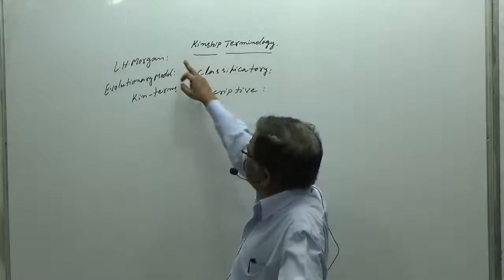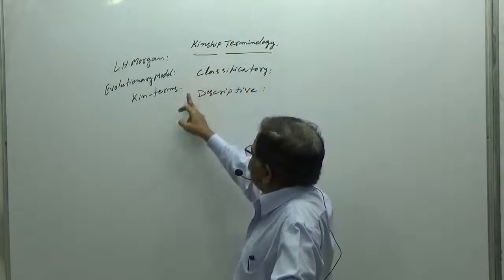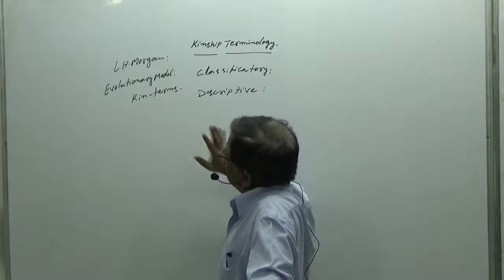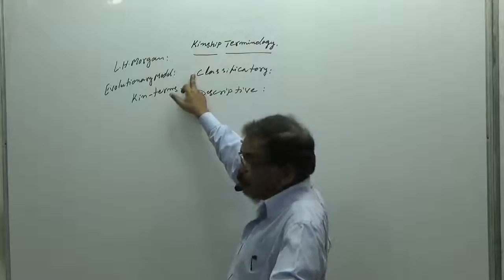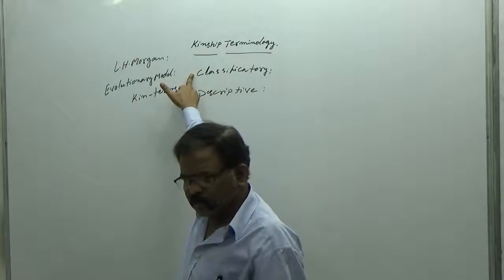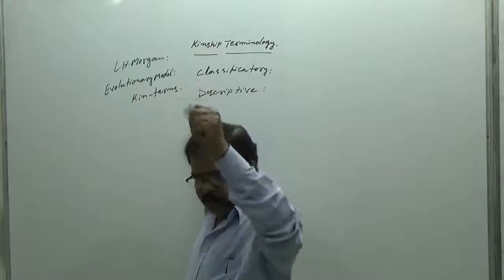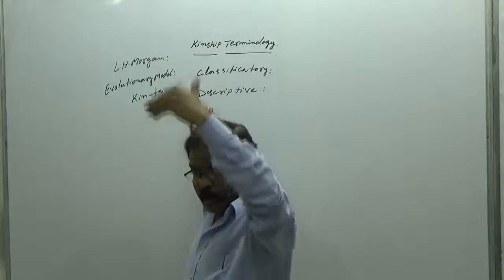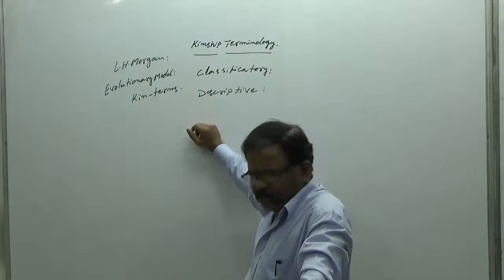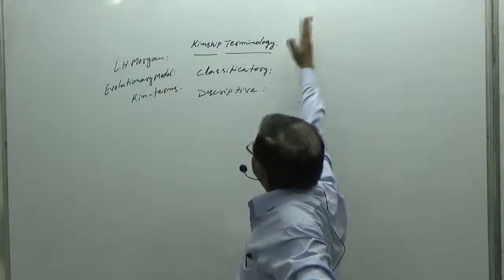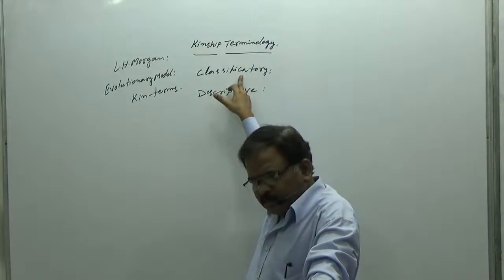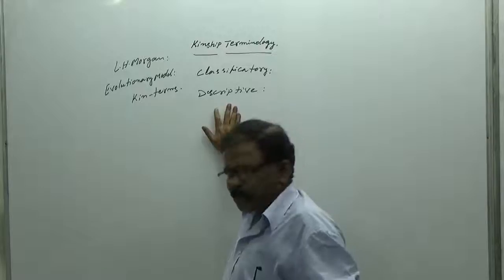Like that, first this L.H. Morgan classified kin terms into two categories. Again, according to this person, classificatory terms are primitive in nature, present in simple societies. These descriptive terms are developed, advanced, present in civilized societies. According to this person, in the evolutionary process of kin terminology, first classificatory terms came into existence, then later on these descriptive terms came into existence.